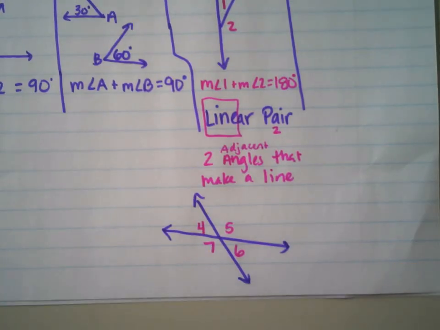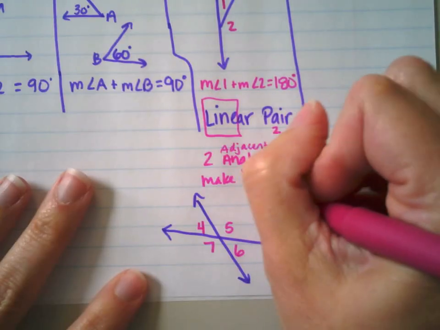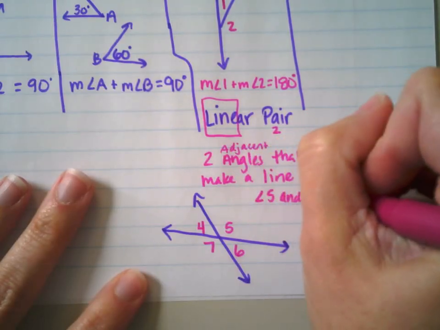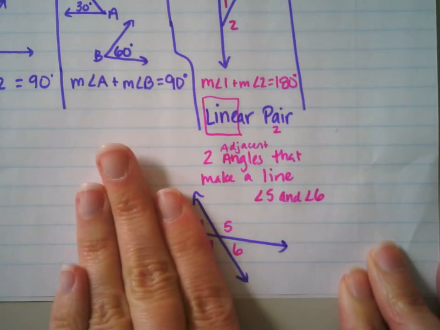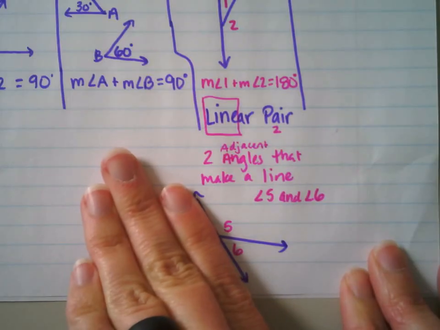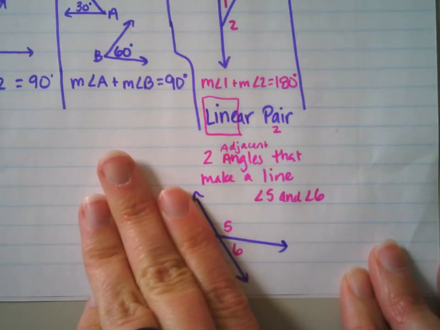Okay, what is one linear pair from our diagram? Who can give me one linear pair? 5 and 6. Okay, so angle 5 and angle 6, because if I covered up this side, I could see that 5 and 6 make a straight line together.